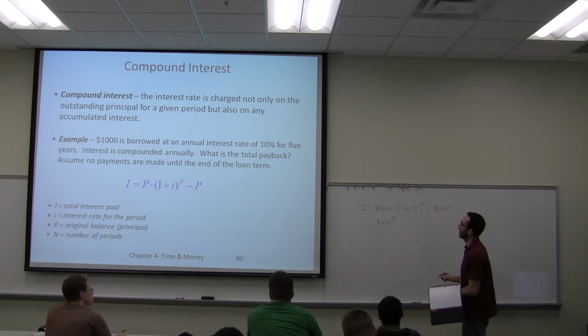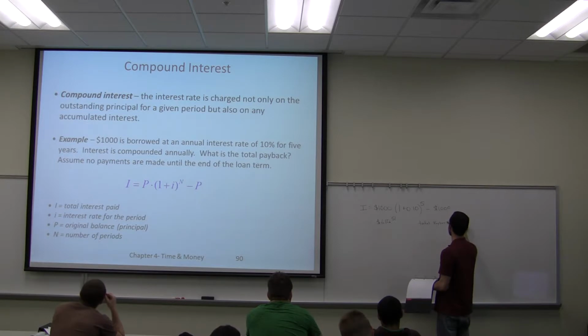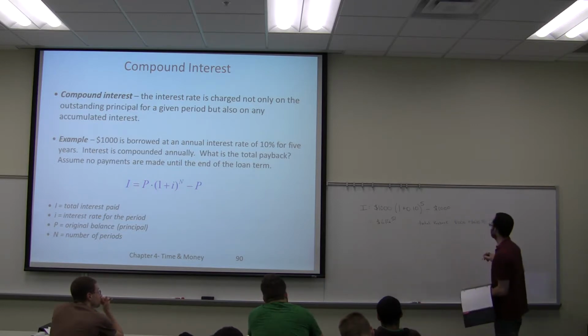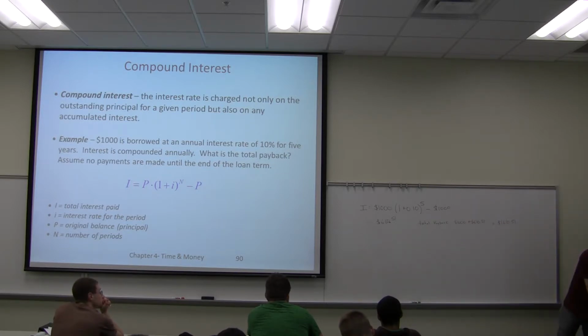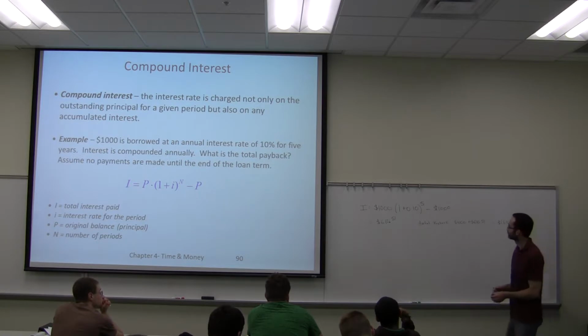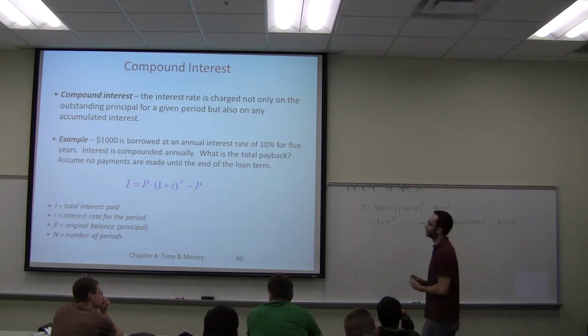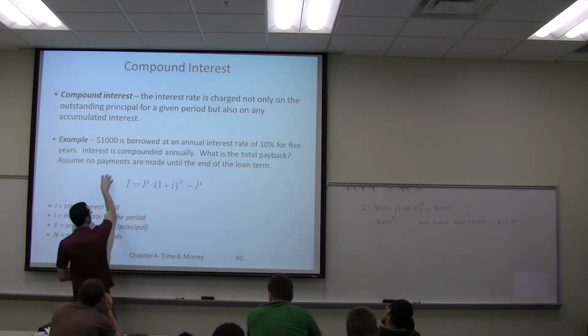And so then the total payback would be the original $1,000 that was borrowed and the $610.51 in interest. So $1,610.51. So why is it more? Could you just leave the minus 1,000 off at the beginning and then give you the final answer? Yeah, but this is the formula for the interest. So if you wanted to know I plus P, yes, you move that over to that side of the equation.